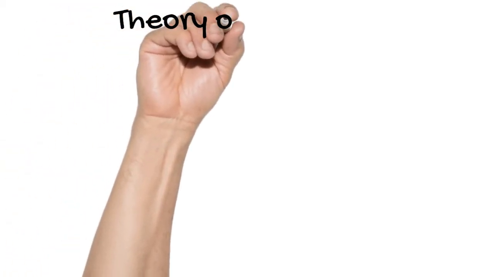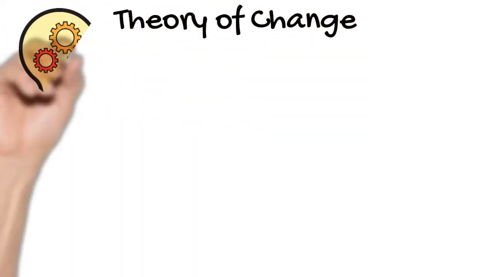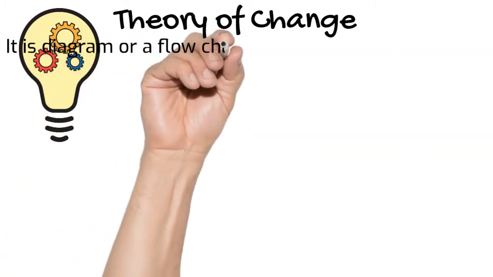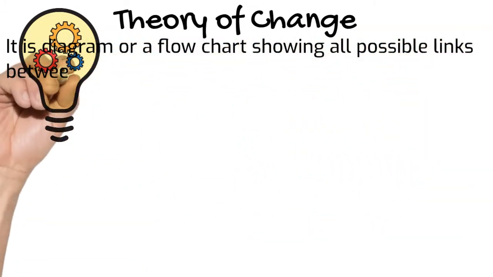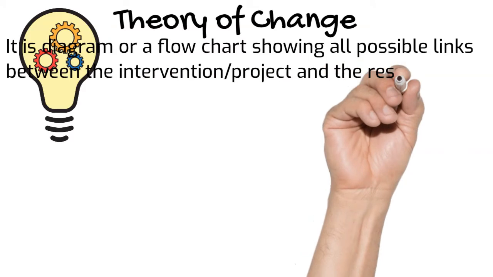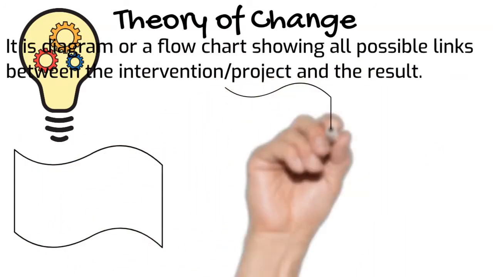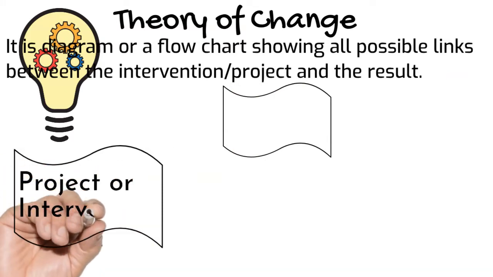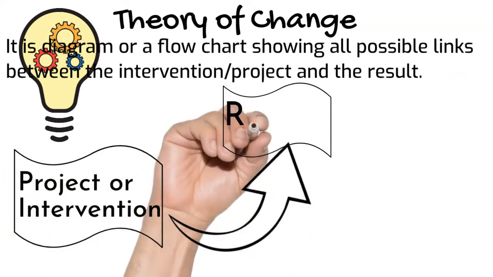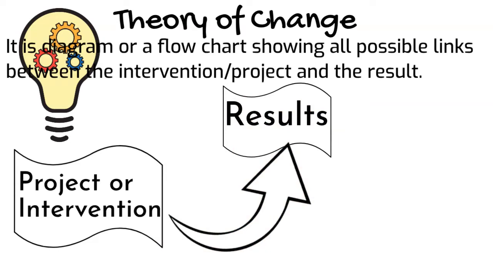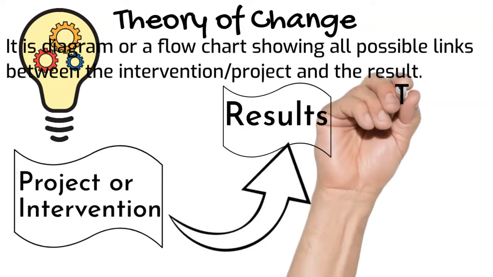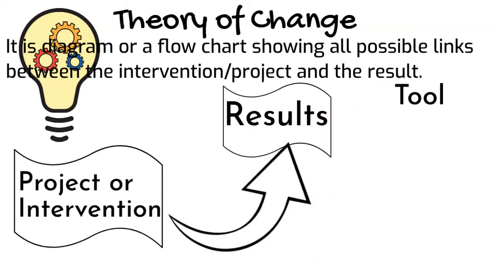So, what is a theory of change? In simple terms, it is a diagram or a flowchart that shows how the project or program will produce the expected result. It shows all the possible pathways, how and why an intervention, project or program leads to a desired end result. Theory of change can also be thought of as a tool to design and evaluate projects by linking goals to outcomes, outputs, activities, and inputs.